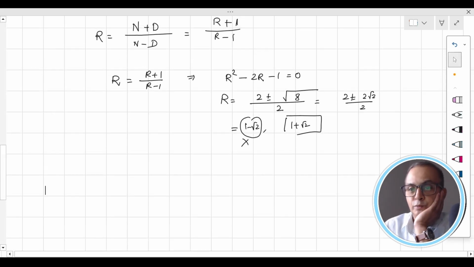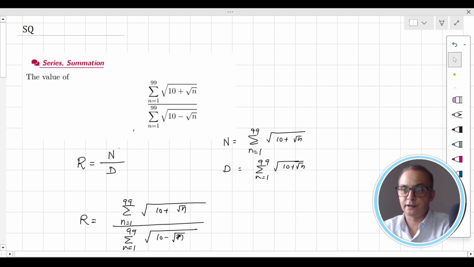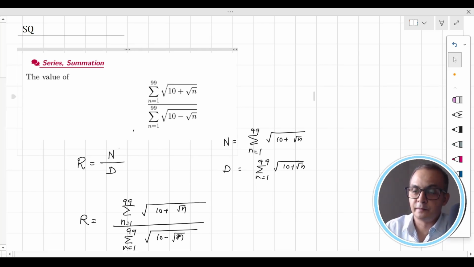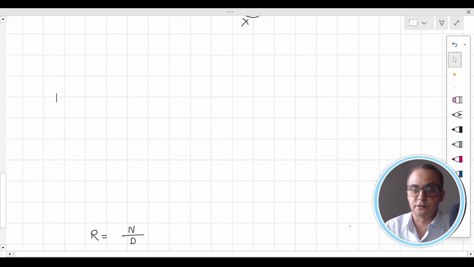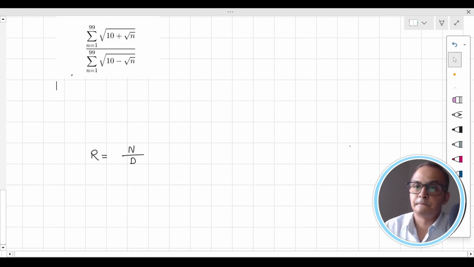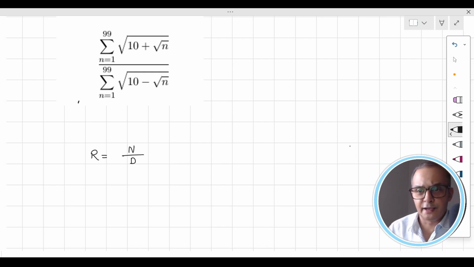I think we can do better here. So what we can do better, let me just copy this question again and let's see how we can do better. We don't have to do this much as well. We can do better in this way. So what's better is we can take r is equal to n by d as usual.